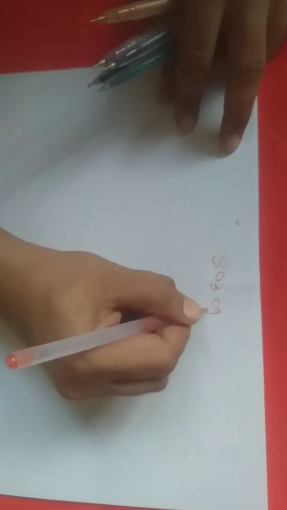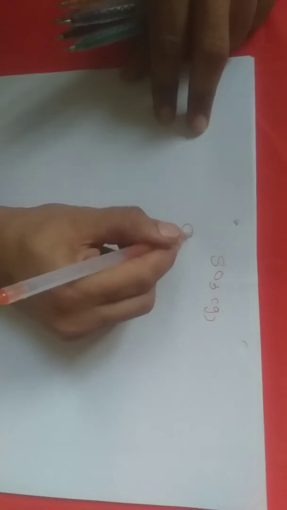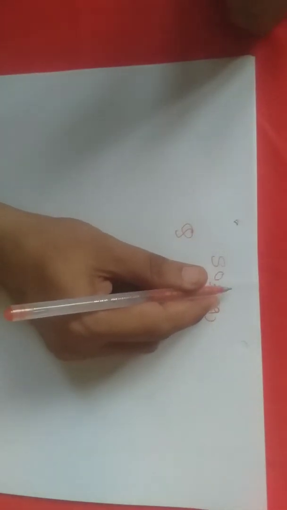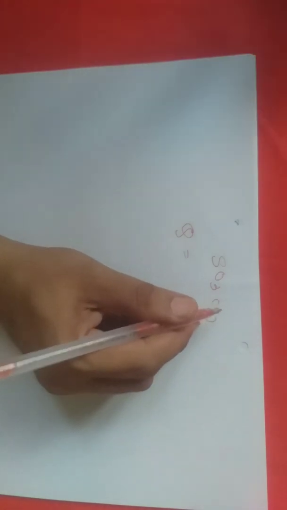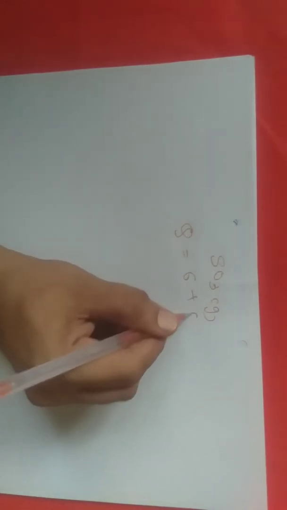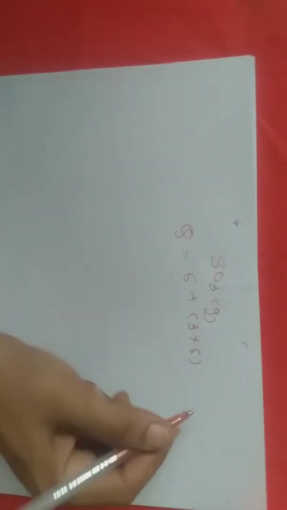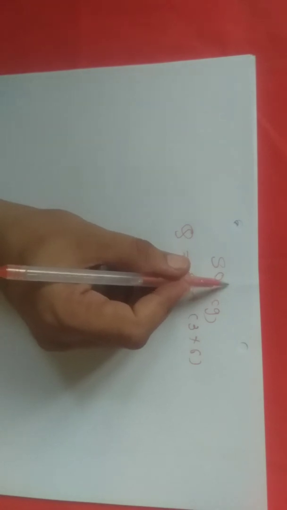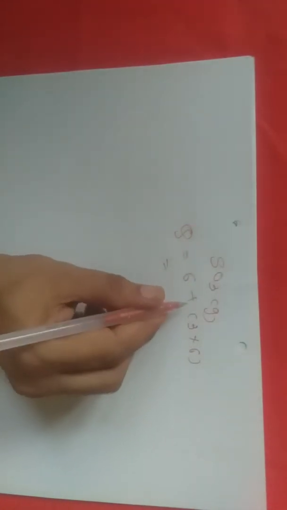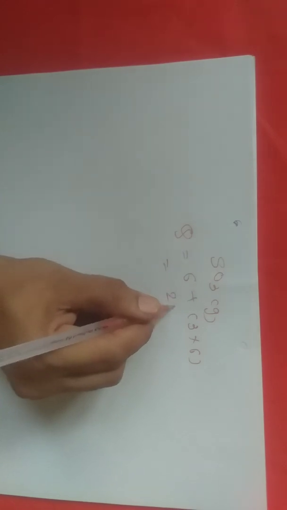Let's take one more example. Say SO3 gas. Now in SO3 gas, it is in gaseous form, so there is no charge over it. So total valence electrons are 6 of sulfur plus 3 into 6 of oxygen. I don't need to put any +1 or -1. Why? Because there is no charge on this polyatomic molecule. So its valence electrons are 6 plus 18, that is 24.